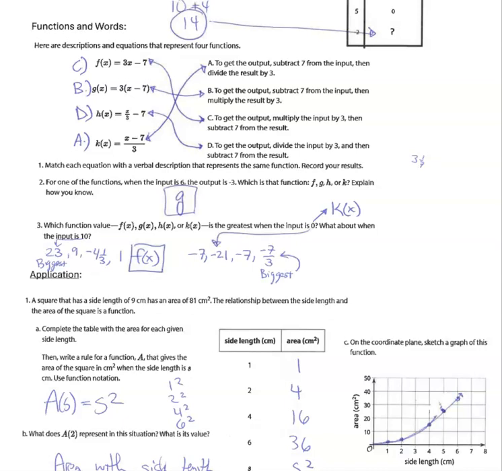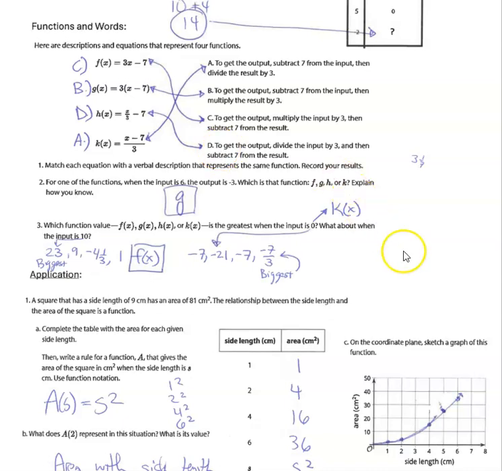And when you substitute in 10, you find out that f of x, whatever you have for that function, is actually going to give you your biggest number, which is 23. So f of 10 is going to be 23, which is your largest output. So at this point, we have studied functions.